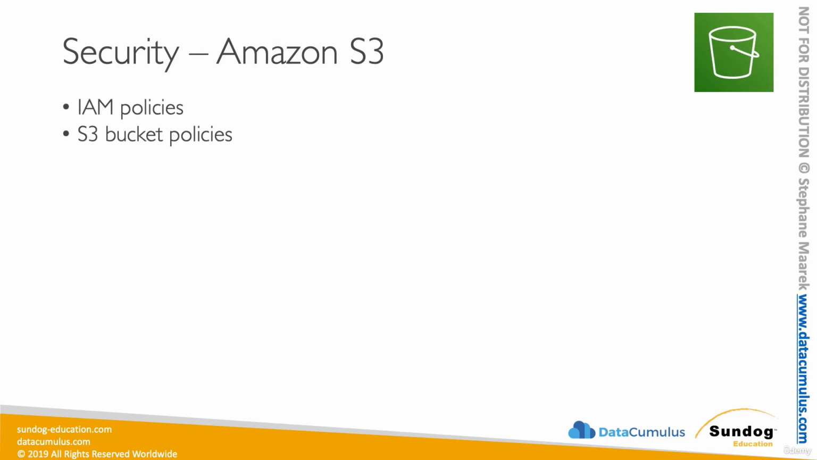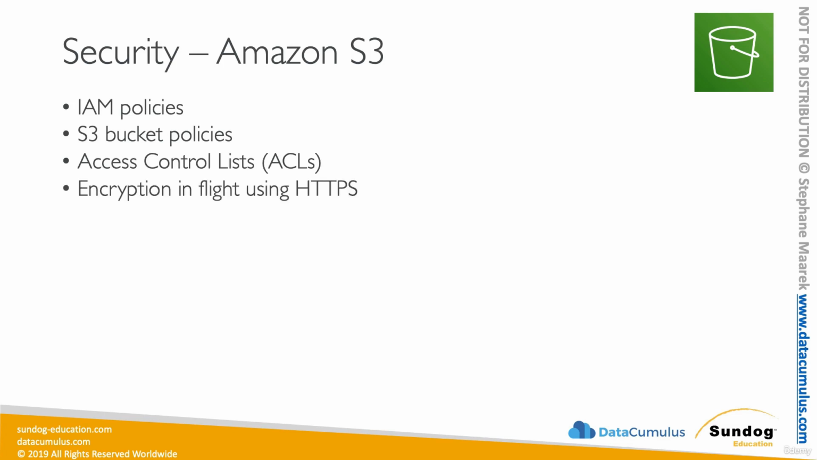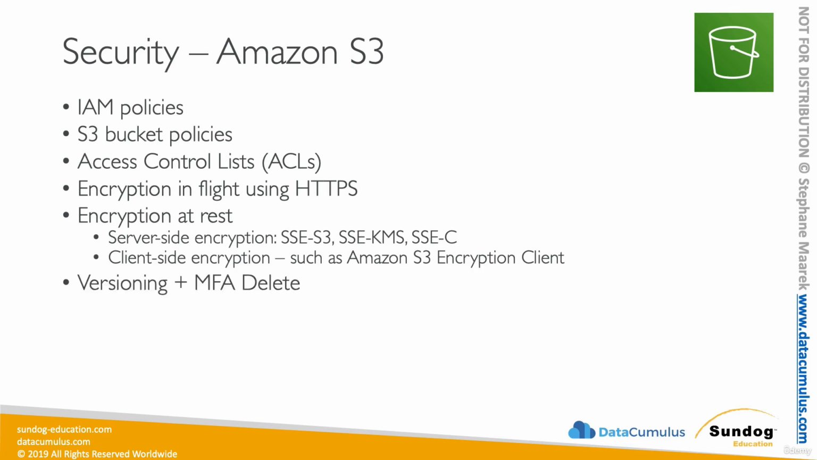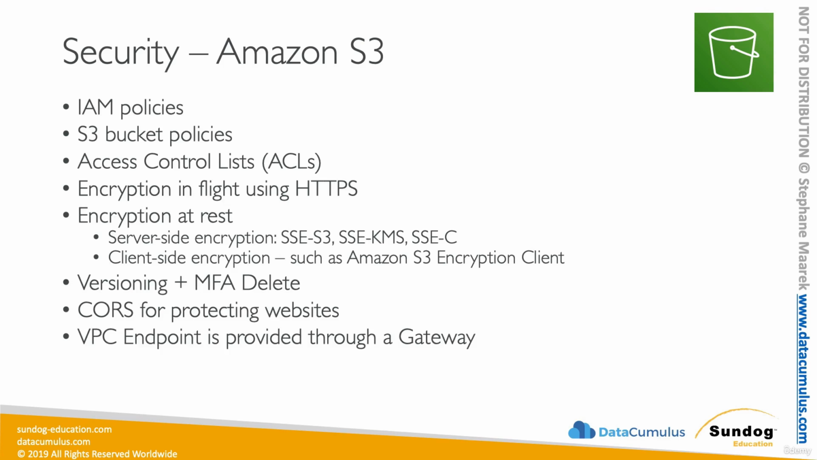We get IAM policies, S3 bucket policies, access control lists, encryption in flight using HTTPS, and encryption at rest of many different kinds. We get server-side encryption: SSE-S3, SSE-KMS, SSE-C. We get client-side encryption, such as Amazon S3 encryption clients. And then we get versioning and MFA delete, basically to make sure the data doesn't get deleted by mistake. We can get CORS for protecting websites and making sure only a few websites get access to our S3 bucket. We get a VPC endpoint that is provided through a gateway endpoint, basically to access S3 securely from my private subnet.